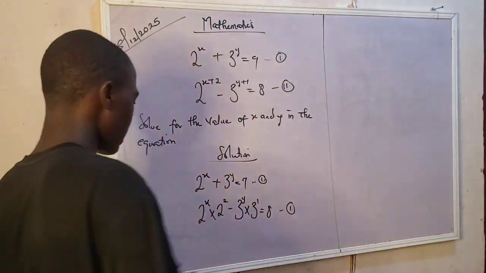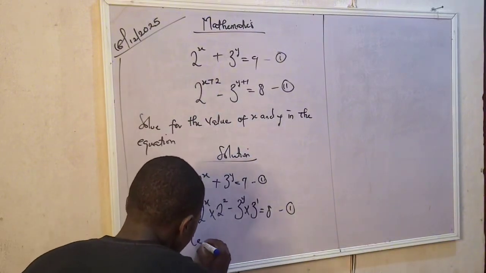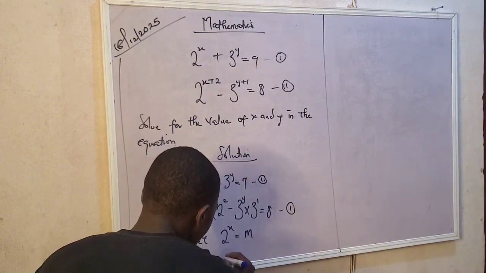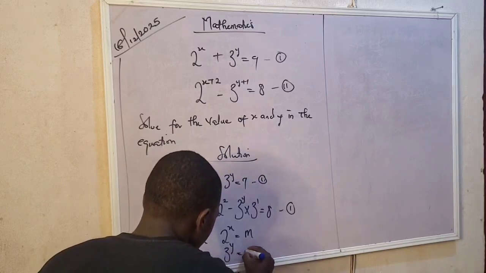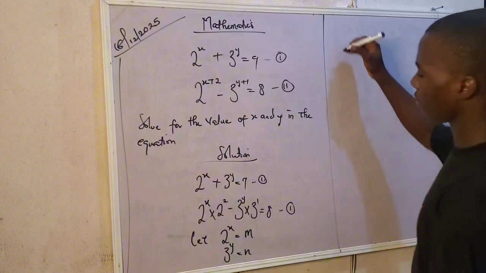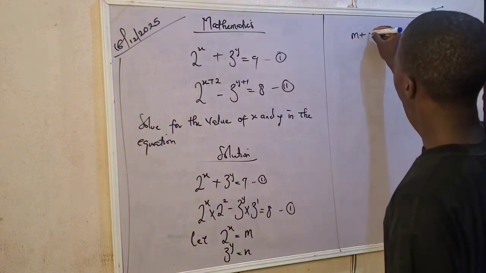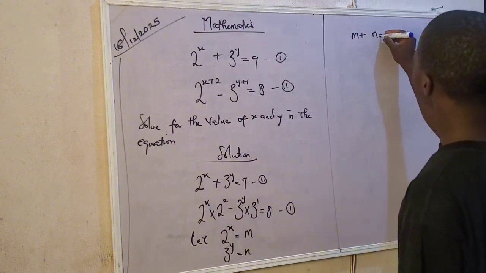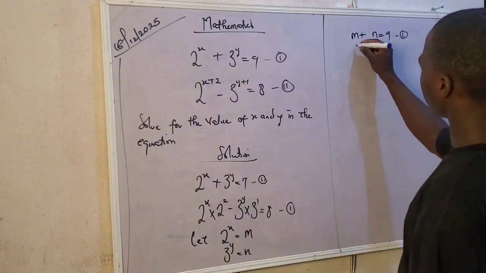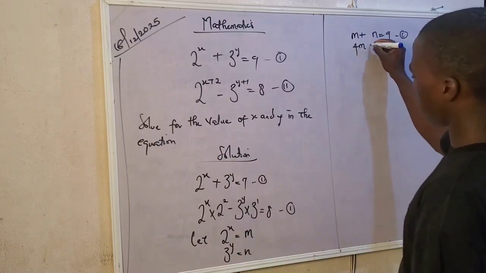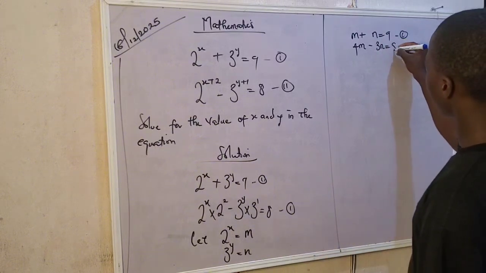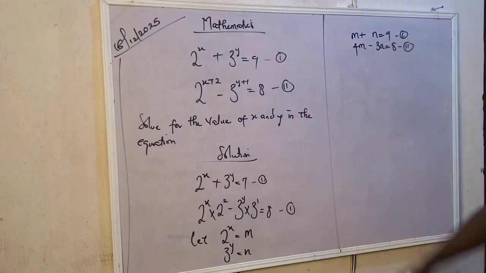So from here, I'm going to say let 2 raised to the power of x be equal to m, and let 3 raised to the power of y be equal to n. If that's so, I'm going to have m plus n equals 9 for equation 1, and then we're going to have 4m minus 3n equals 8. This becomes our equation 2.